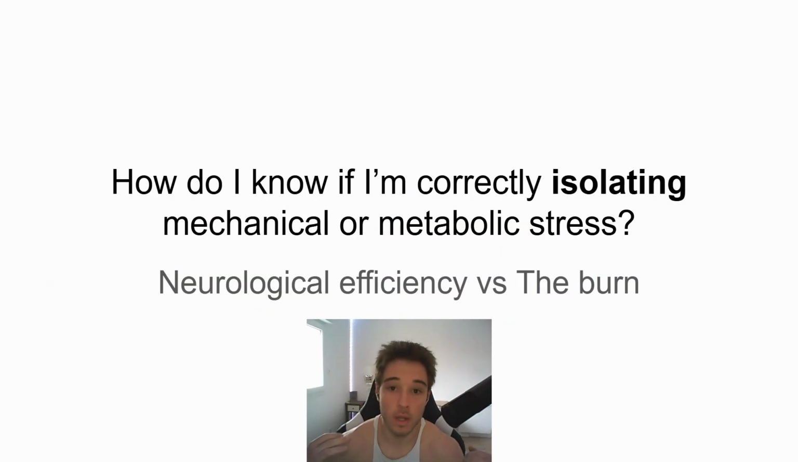Now, how do I know if I'm correctly isolating mechanical or metabolic stress? Neurological efficiency versus the burn. Let's say you're doing shorter rep ranges, around 8. When you get close to failure or to failure, you shouldn't really be feeling a burn, rather just the weight going up slower. Unlike the burn, when I'm doing higher rep ranges, I'm going to be feeling a crazier burn, which is the indication of going to failure and that I'm correctly inducing metabolic stress.